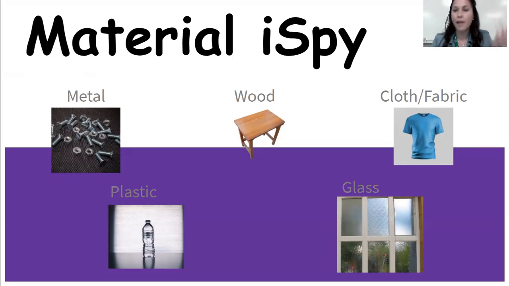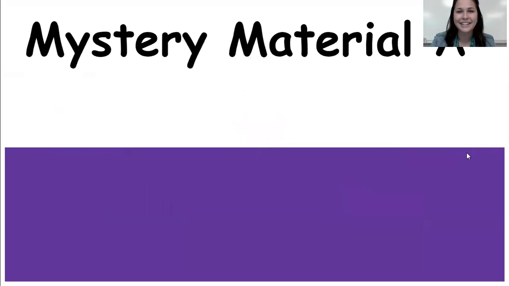Think about having a plastic water bottle. Sometimes you can squeeze it. We're going to use the word flexible to describe that. And the last material I want you to think about the properties of is glass. Is glass hard or soft? Is it smooth or rough? Is it flexible? Keep thinking about those questions.